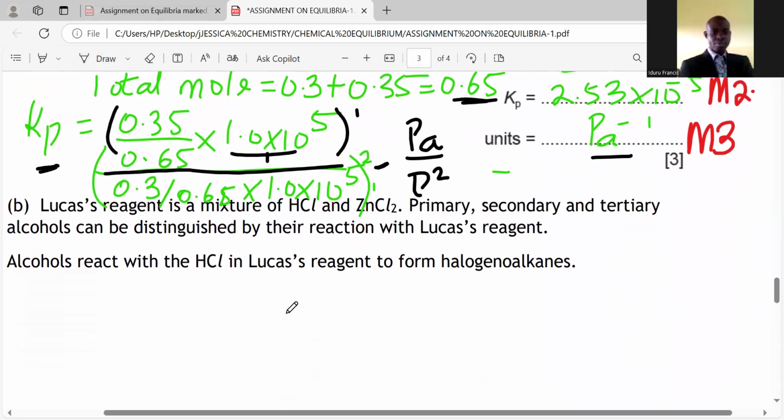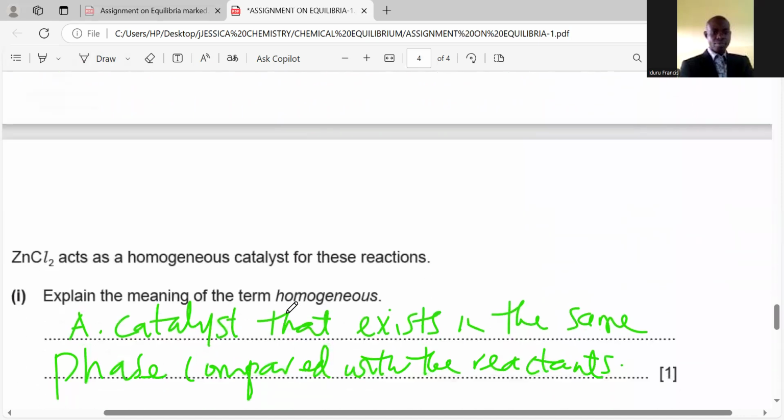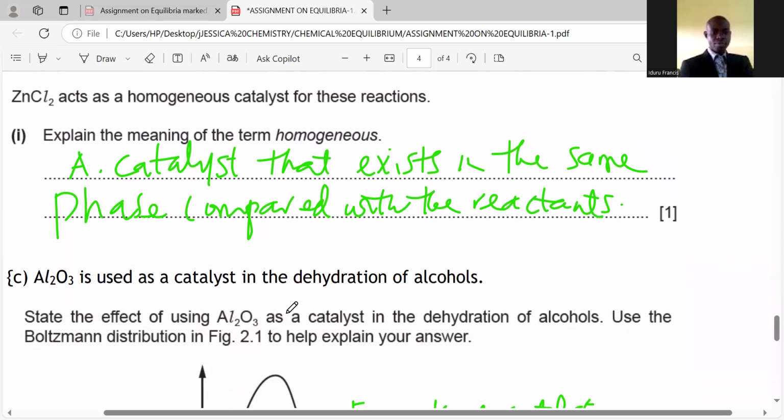Lucas reagent is a mixture of HCl and zinc chloride. Primary, secondary, and tertiary alcohols can be distinguished by their reaction with Lucas reagent. Alcohols react with the HCl in Lucas reagent to form halogenoalkanes. The question is, zinc chloride acts as a homogeneous catalyst in this reaction. Explain the meaning of the term homogeneous. In simple language, it's a catalyst that exists in the same phase as the reactant. That will score you the mark. So this is your M1.